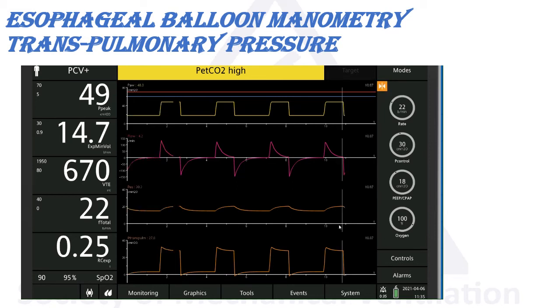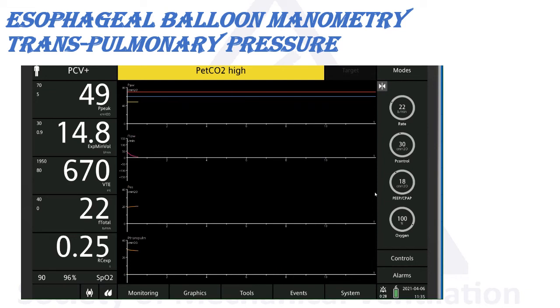So in this example, it's actually a little bit higher because we're in a high driving pressure, and the end expiratory transpulmonary pressure above zero.